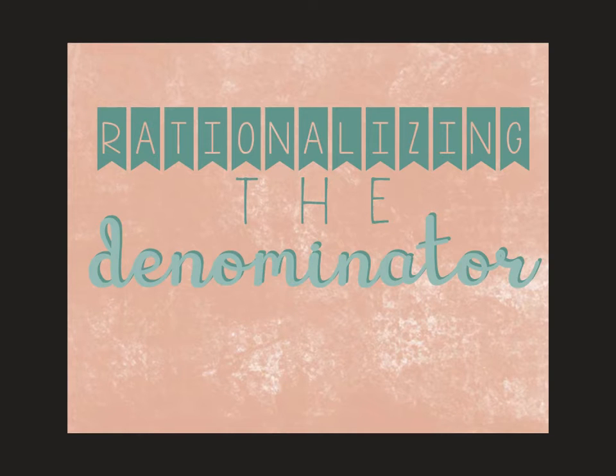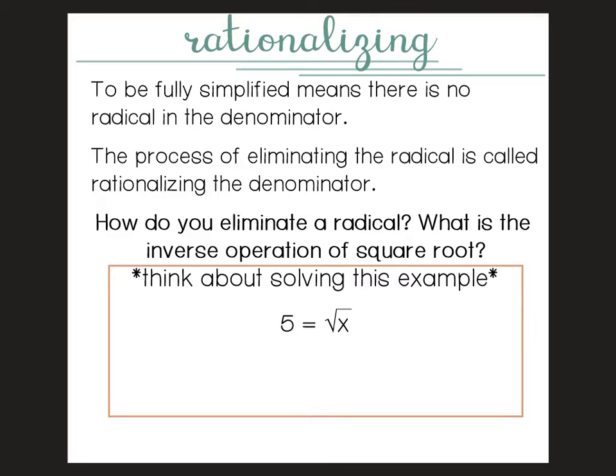This video will show you how to rationalize the denominator. To be fully simplified means that there's no radical in the denominator. So for example, your simplified radical cannot look like this. The process of eliminating the radical is called rationalizing the denominator.